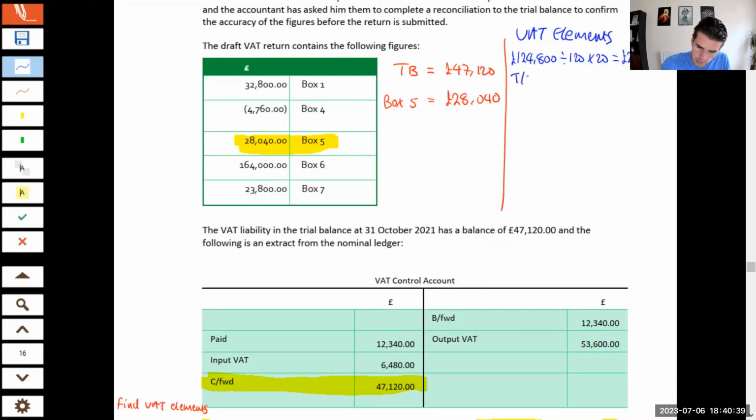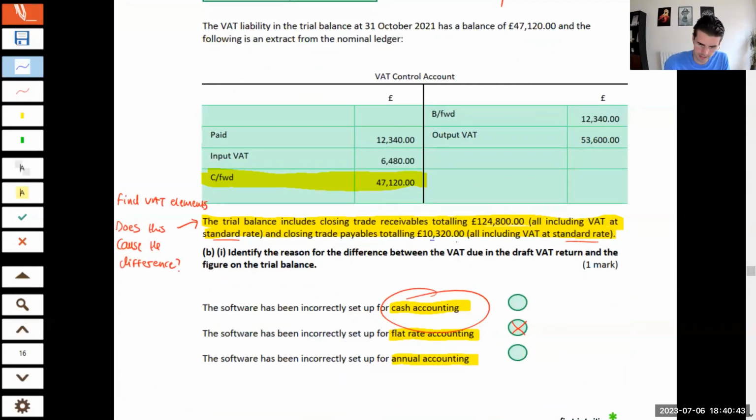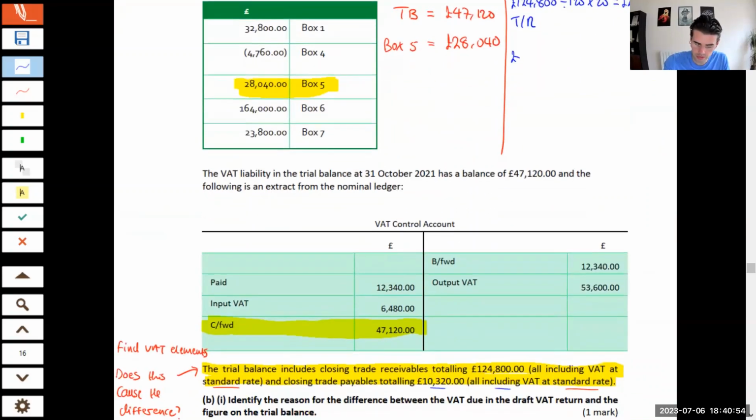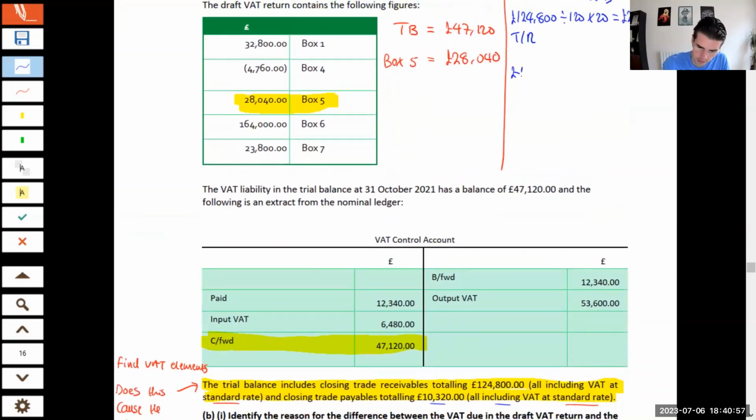So that was for trade receivables. What about trade payables? 10,320, again, including VAT at the standard rate. Let's find out what that figure comes to. So again, 10,320. And again, just work out the gross amount using your preferred calculation. Gives me a total of £1,720.